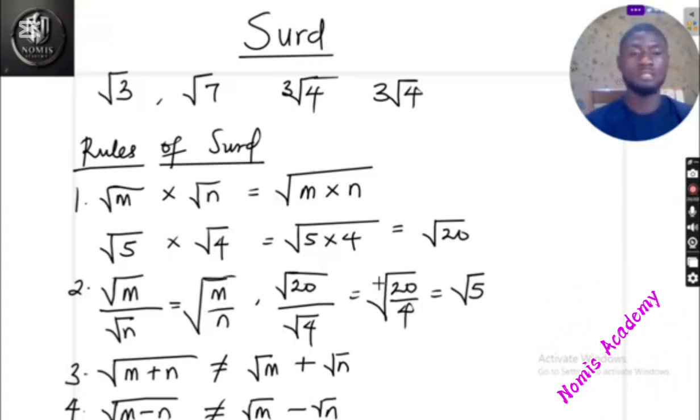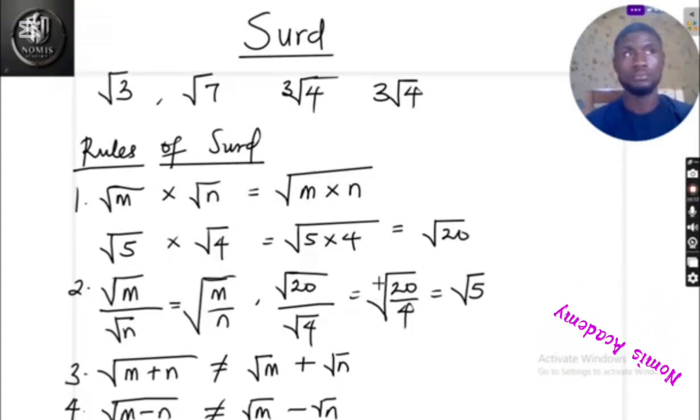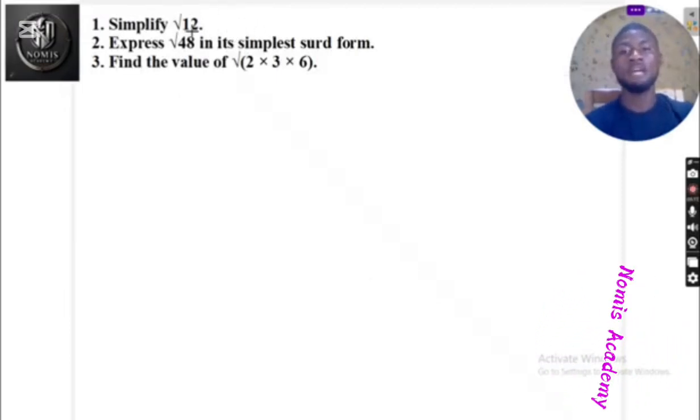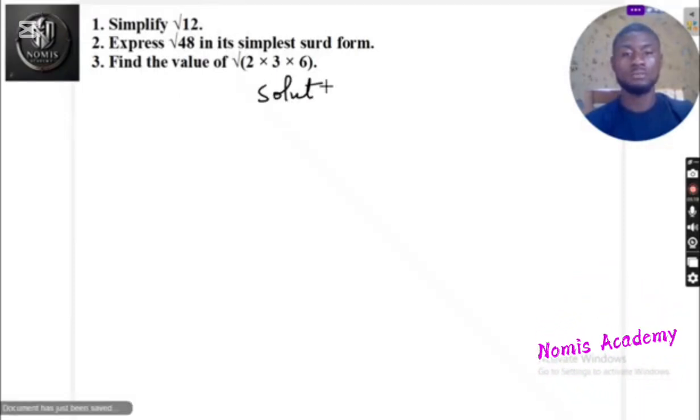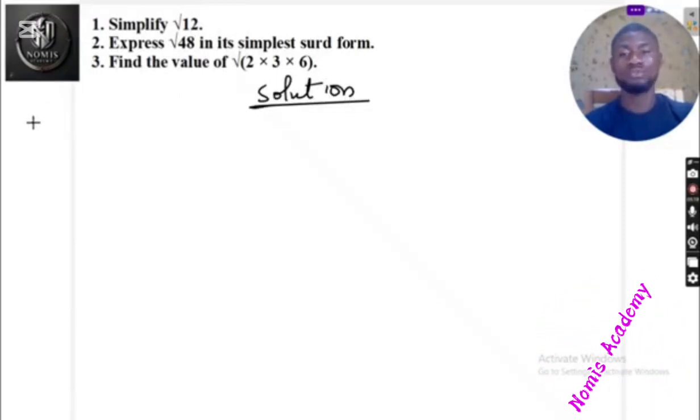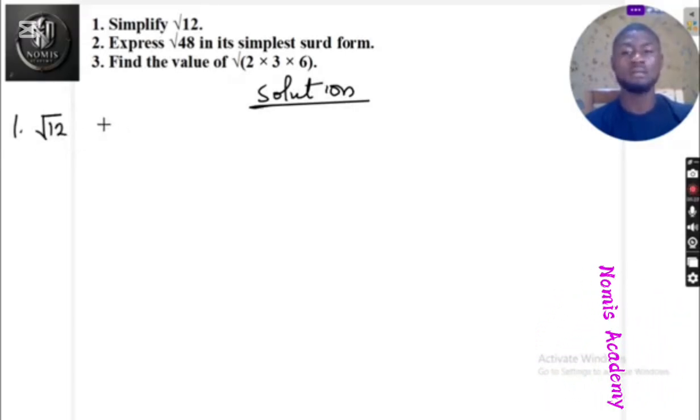So let's solve some basic questions on surds. First question says simplify root 12. So let's get into the solution. Simplify root 12. So you have number 1, root 12. How can I simplify root 12? What is done about simplification is just to make it look simple. So if I want to make this look simple, I can just make it become 4 multiplied by 3.